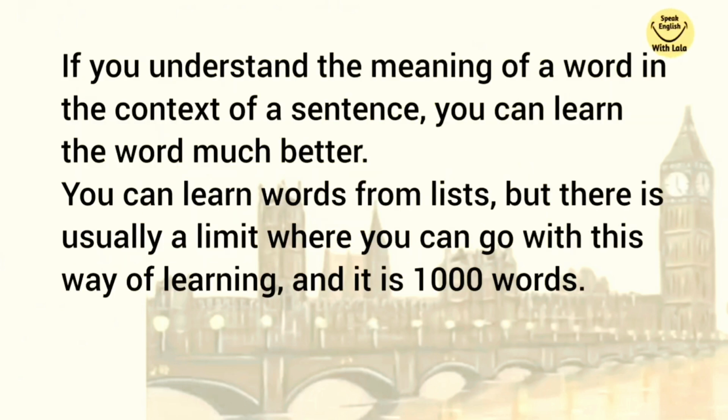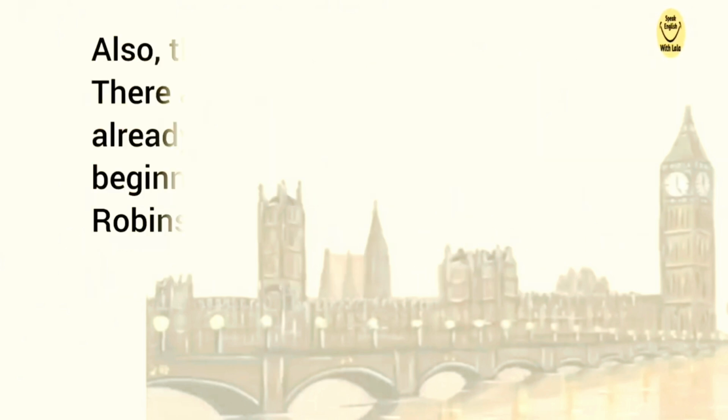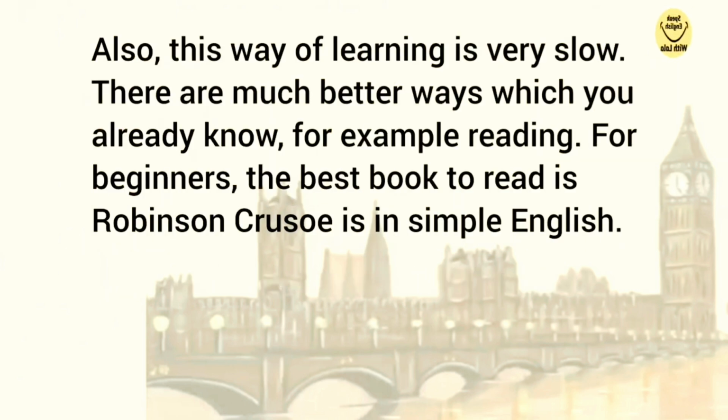If you understand the meaning of a word in the context of a sentence, you can learn the word much better. You can learn words from lists, but there is usually a limit where you can go with this way of learning, and it is 1,000 words. Also, this way of learning is very slow. There are much better ways which you already know, for example, reading.